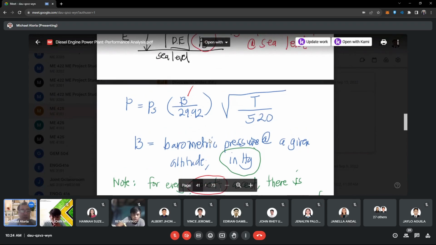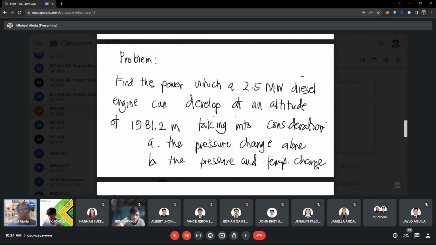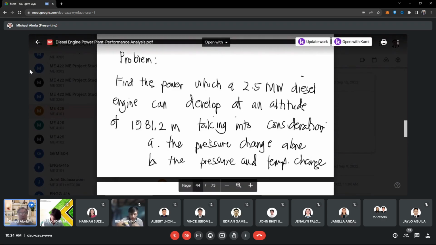Okay, go. Binigyan ka ngayon ng meter, so i-convert mo ito into feet para magamit mo yung ating equation. Sige, go. You compute for the power developed, P.